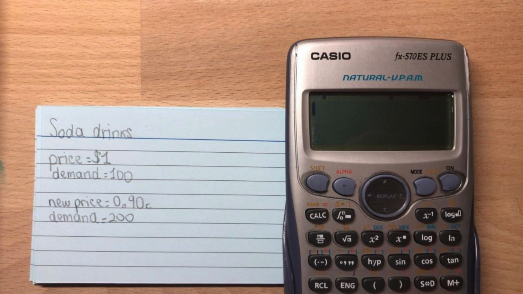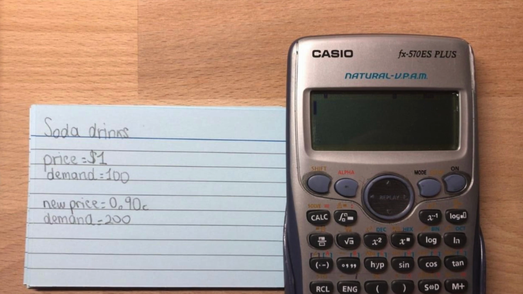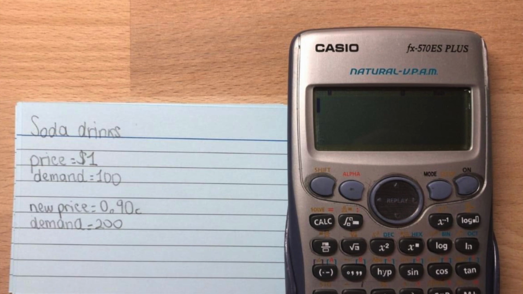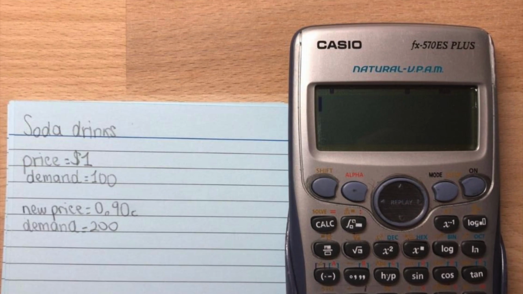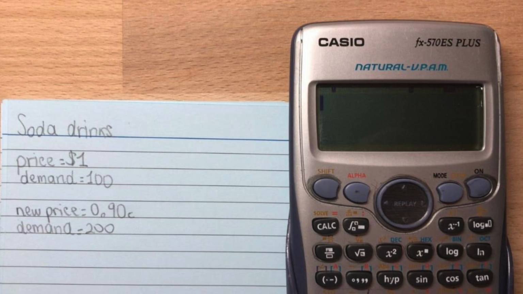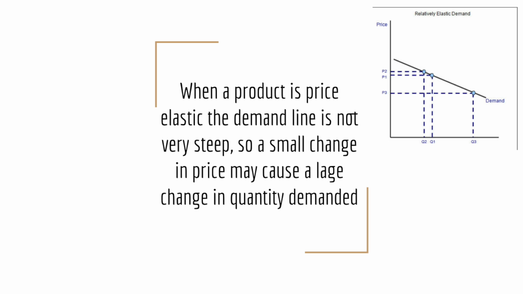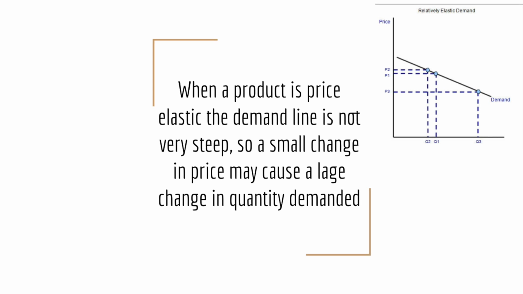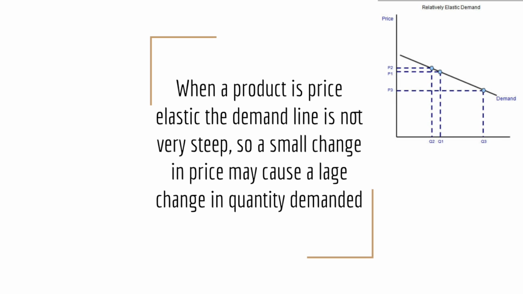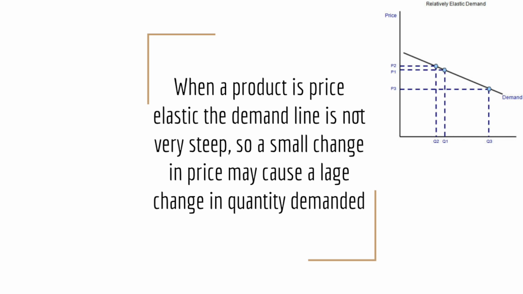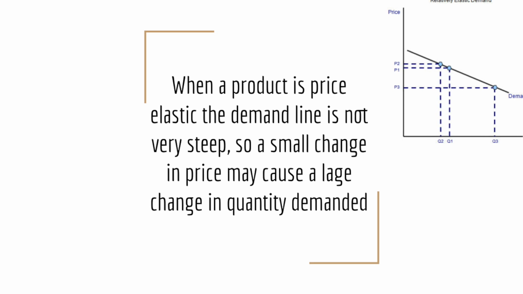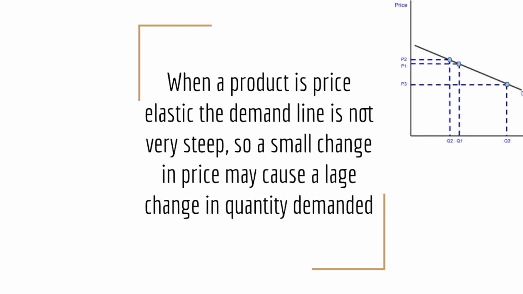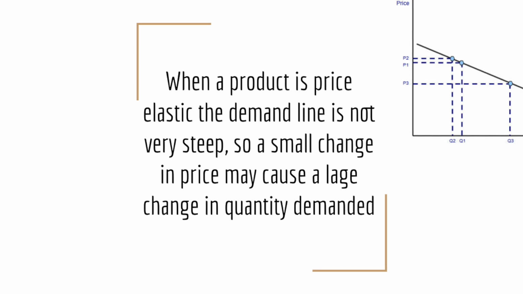For example, when soda drinks are sold at $1 and 100 people want to buy it, when the price decreases to 90 cents, then 200 people will want to buy it. When the product is price elastic, the line is less steep. So when, for example, the price of soda drinks goes up by 50 cents from 200 cents, the quantity demanded decreases by 500 from 1,000.